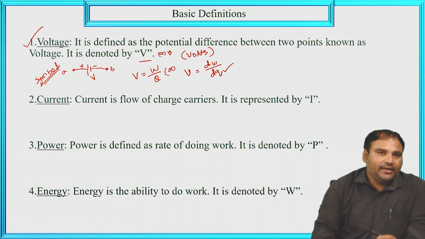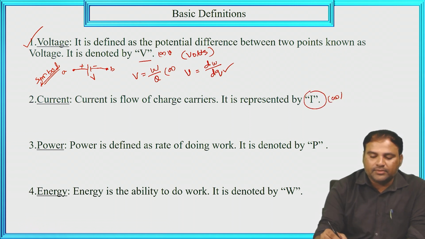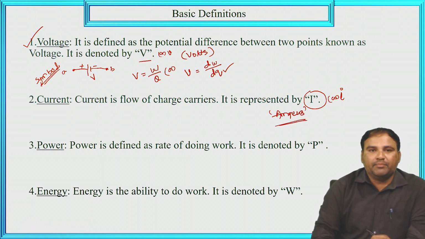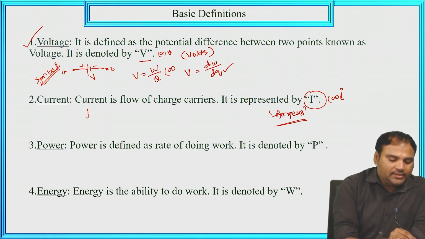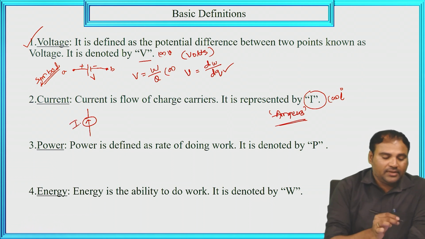And the second one is current. What is meant by current? Current is the flow of electrons or flow of charge carriers. The current is represented by capital I or small i, and the unit of the current is amperes. Here we have the symbolic representation of the current, and we have to indicate the direction here. So this is the symbol of current.